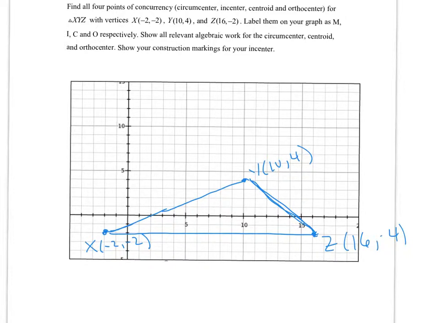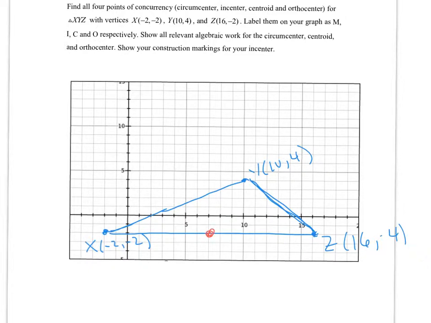So again, the perpendicular bisector is perpendicular to the segment that it's drawn to at its midpoint. So the first thing we want to do is find the midpoints of each of these three segments. Okay, the midpoint of XZ is going to be the average of the x coordinates. So the average of -2 and 16 is 7. And the average of those y coordinates are -2.